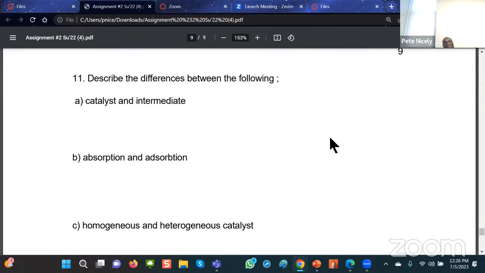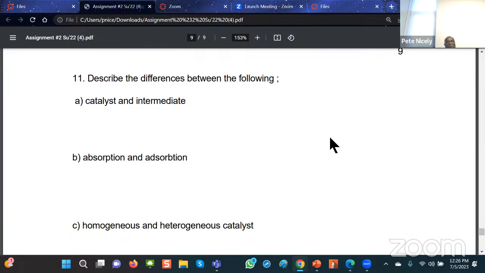So I would say that the catalyst is involved early in the reaction, but produced later on, while the intermediate is the opposite. It's produced early on in the mechanism and then used up later on. All right. Okay.